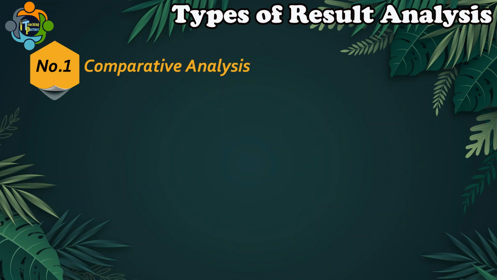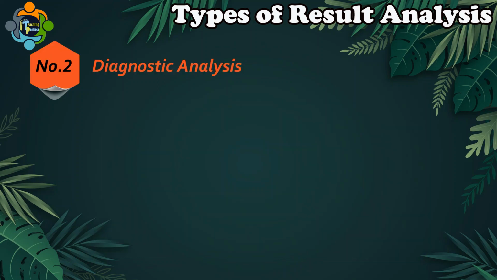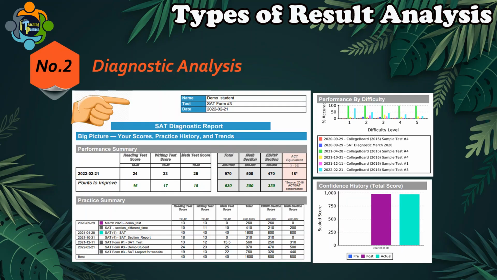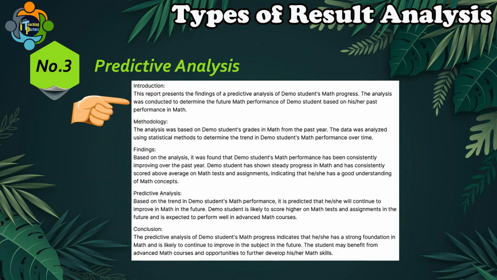Number one, comparative analysis. This analysis involves comparing the results of a group of students or a class with other groups or classes to identify trends, patterns, and areas of improvement. Number two, diagnostic analysis. This type of analysis focuses on identifying the strengths and weaknesses of individual students, providing insight into their learning process and areas where they may need extra support. Number three, predictive analysis. This involves using data to predict future performance and identifying potential areas of concern.